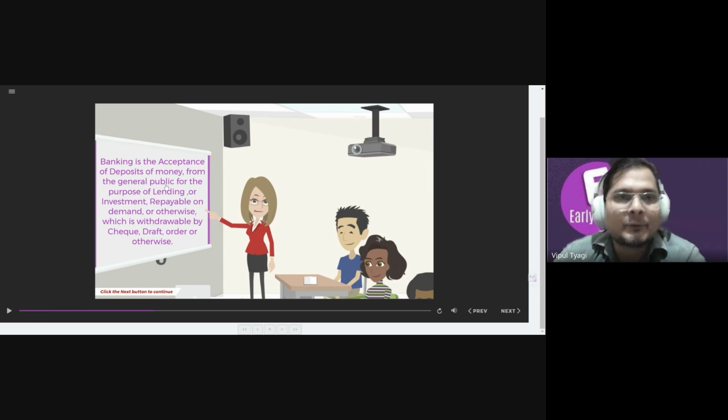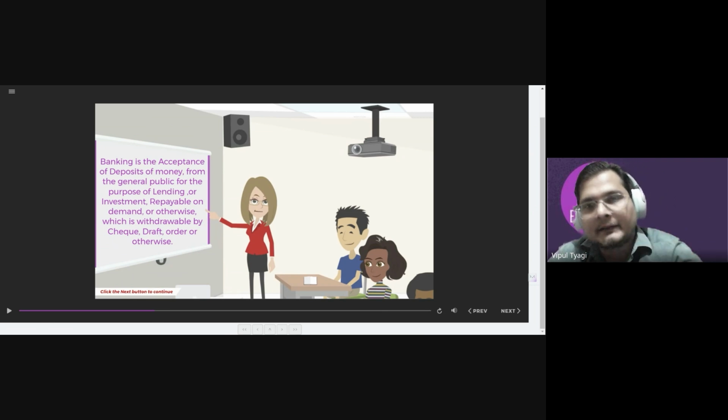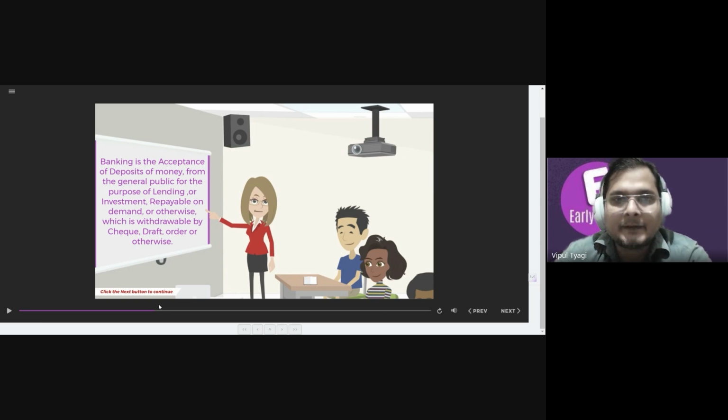Banking is the acceptance of deposit of money from the general public for the purpose of lending or investment repayable on demand, otherwise which is withdrawable by check, draft or order or otherwise. So banking is acceptance of deposits of money. From the general public they are accepting money and they are lending or investing it, and it is repayable on demand. Whenever depositors demand, bank has to repay, refund this money to them in the form of check, a draft, in which way they want.